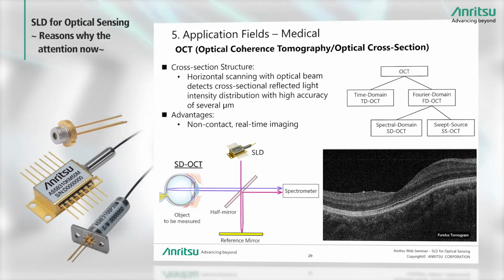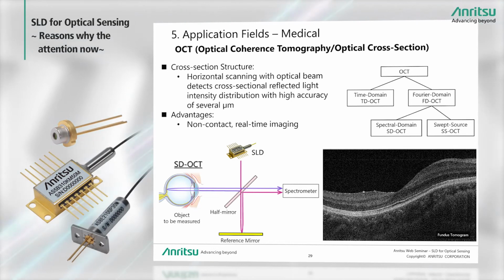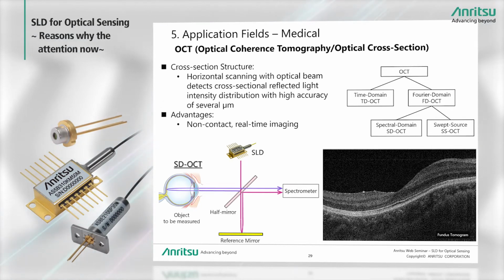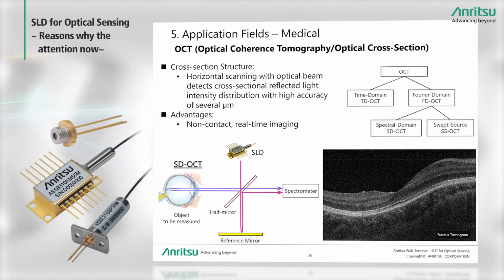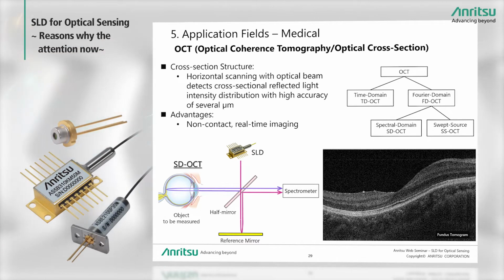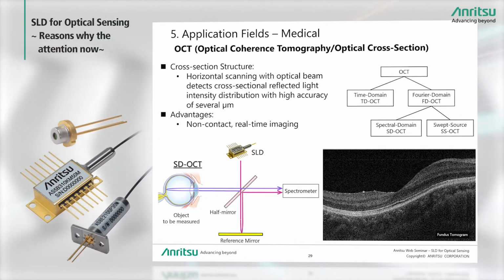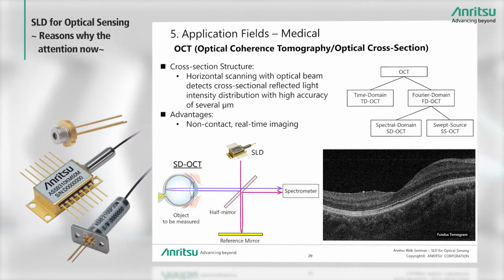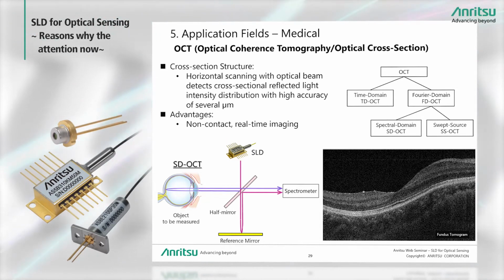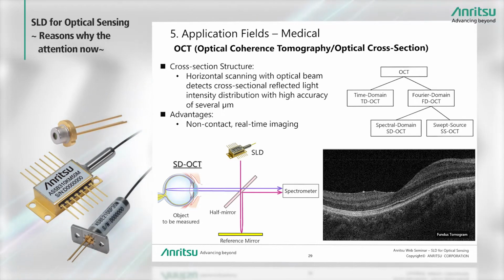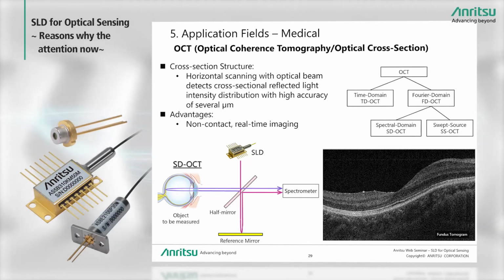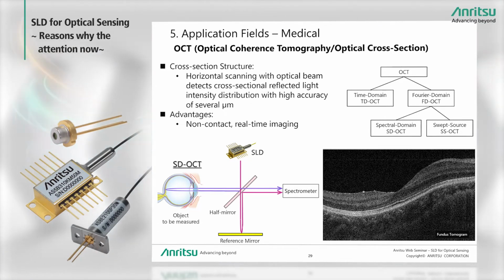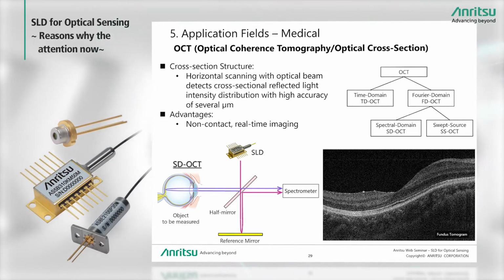Let's look at optical coherence tomography. As explained previously, the Michelson interferometer uses time domain OCT by measuring by sweeping the reference mirror back and forward over time. Conversely, there are other methods called Fourier domain OCT, with spectral domain OCT and swept source OCT, in which the SLD light source is used in the spectral domain.